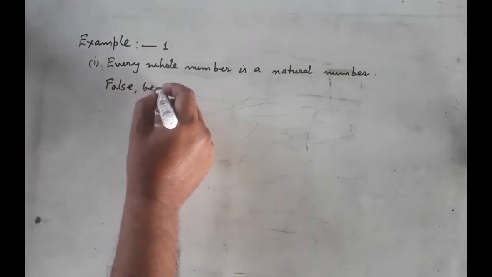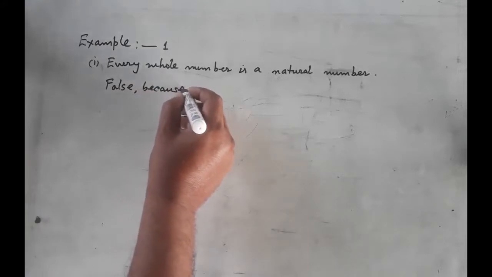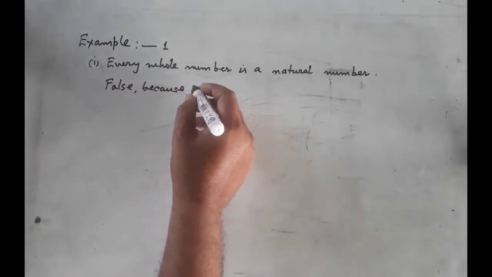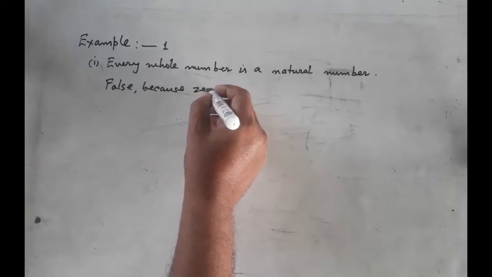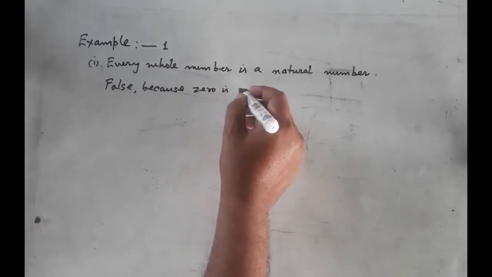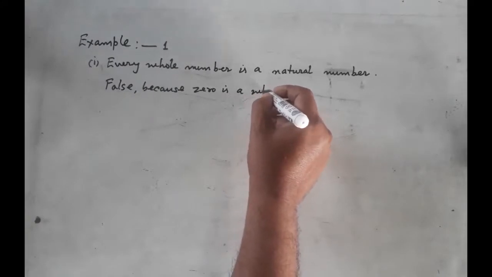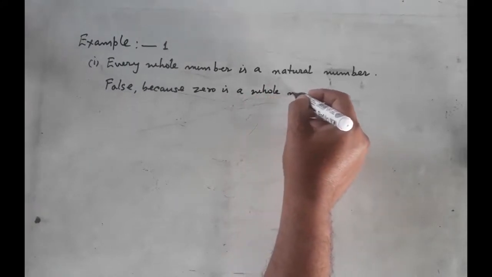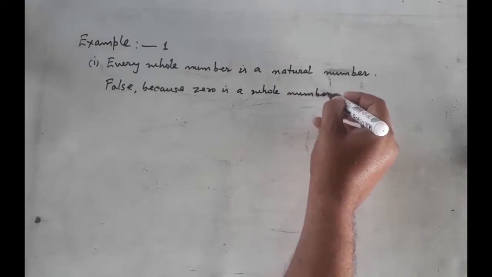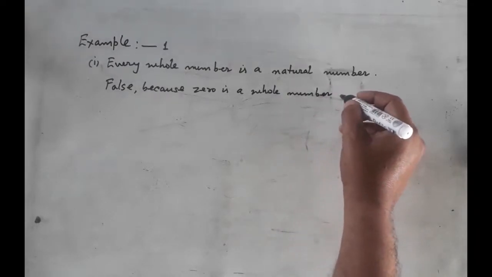because 0 is a whole number but not a natural number.